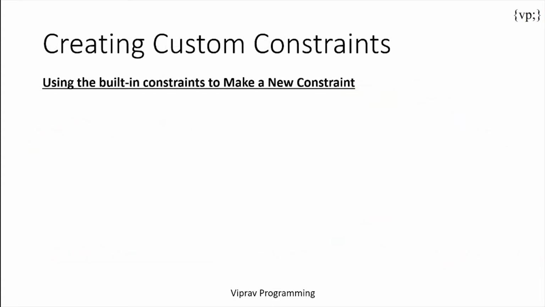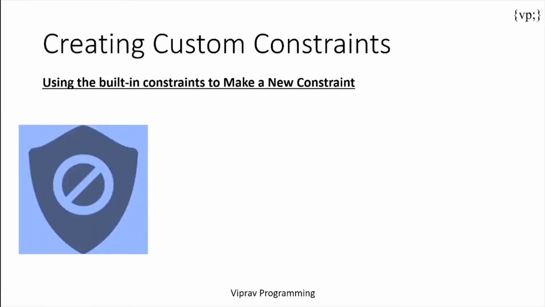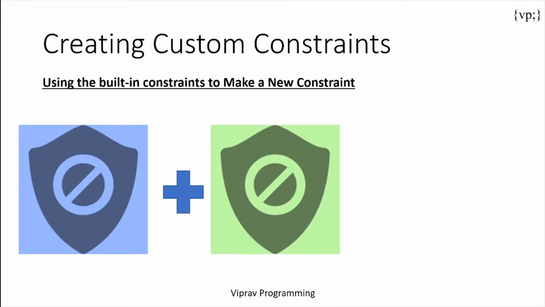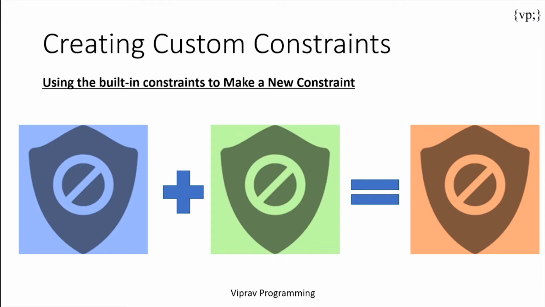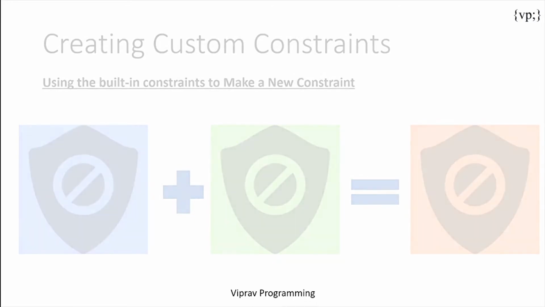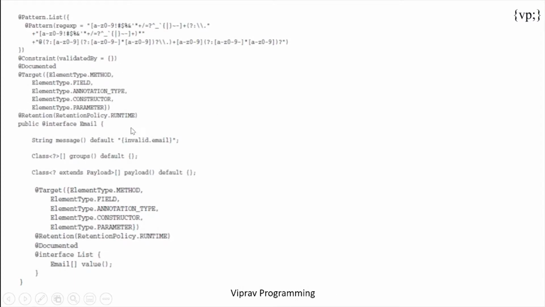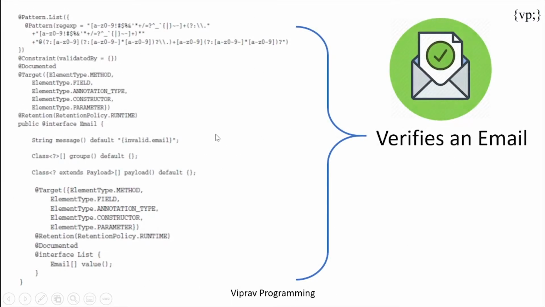So first of all, creating custom constraints. Using the built-in constraints to make a new constraint. This is basically taking one constraint, adding it to another pre-existing one, and it makes another constraint, which makes the constraint easier to make and understand. For example, you may take multiple constraints and just make it verify an email. This you can set as an @email constraint, which is made up of multiple built-in constraints that all verify a certain part of the email.